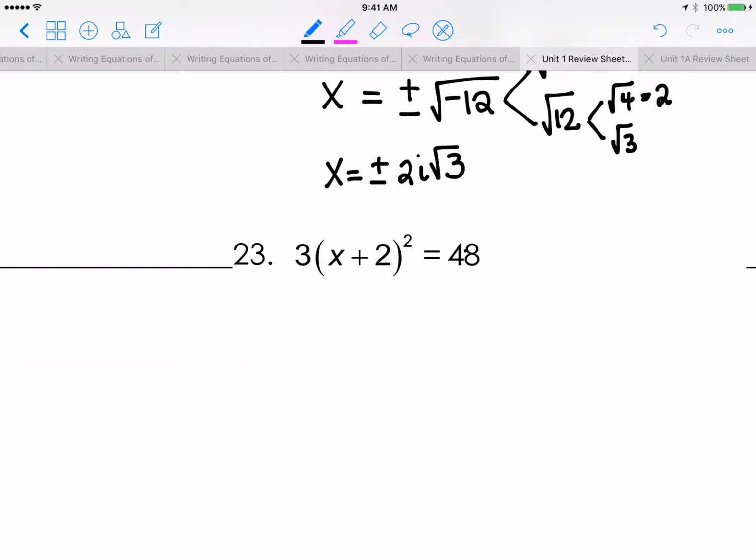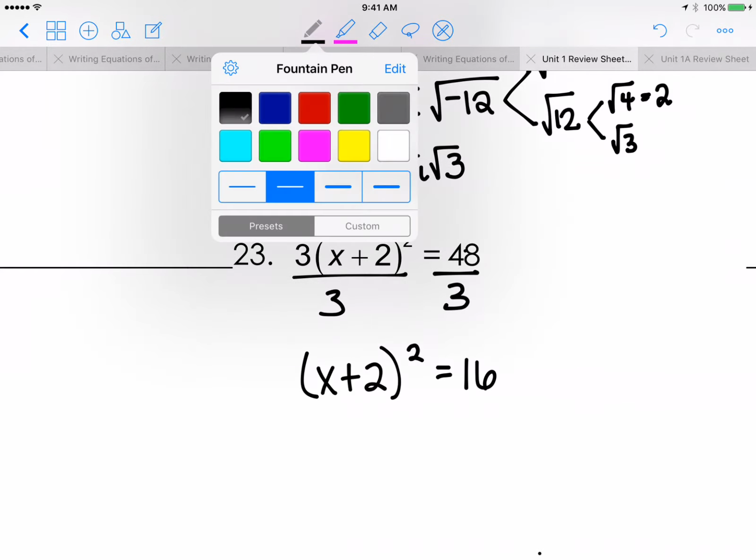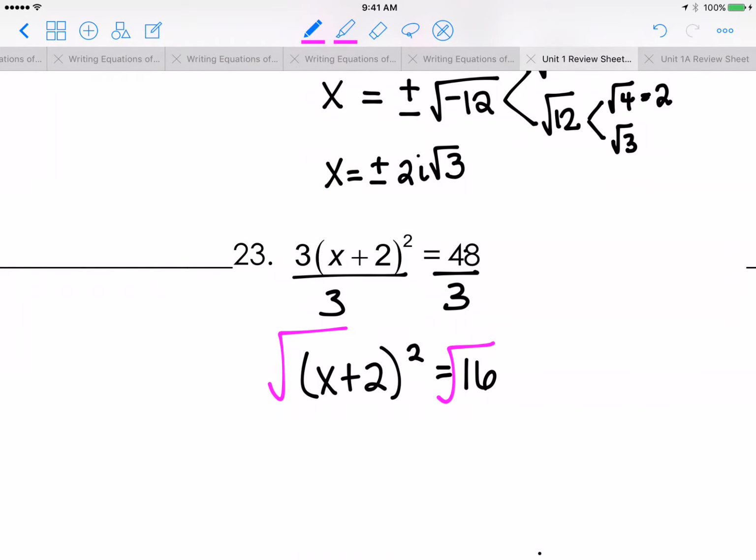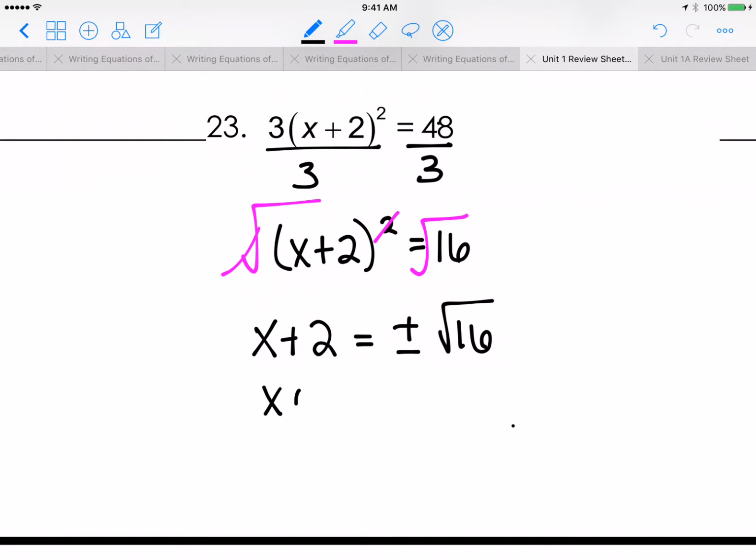Okay, 23. So we've got to isolate the binomial squared. So divide by 3 to both sides. So we get x plus 2 squared is equal to 16. Now we can take the square root of both sides. And that 2 and that square root end up canceling each other out. So we get x plus 2 is equal to plus or minus square root of 16. Well, what's the square root of 16? Hopefully everybody will tell me 4.